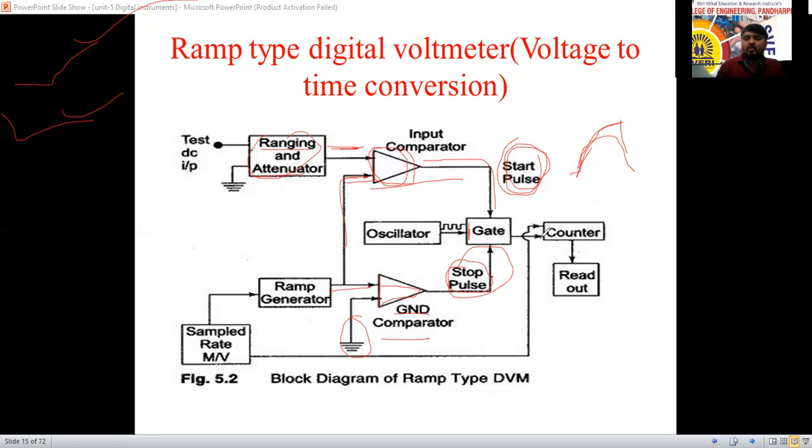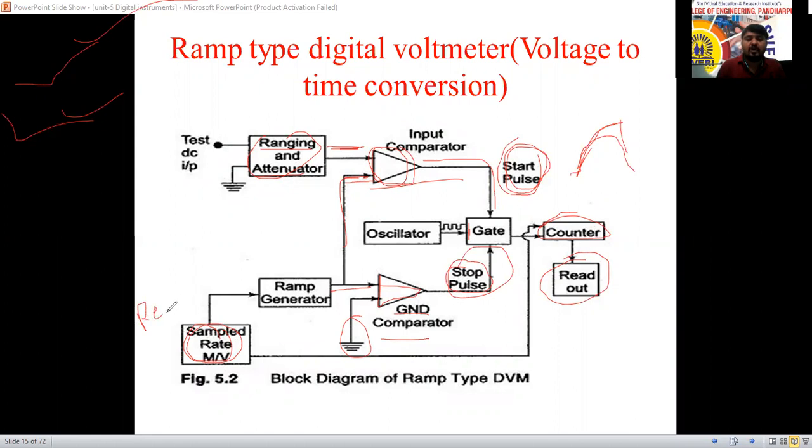So the counter is going to count the impulses and give the value here. This is the sample rate multivibrator, which is directly connected to the counter. And the ramp generator is connected here. After completing the cycle, it should be reset, and for that purpose we are going to use this.